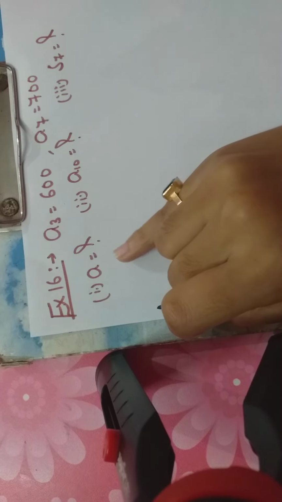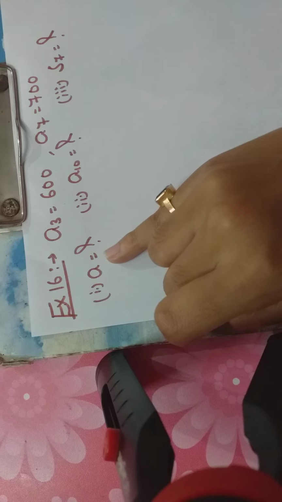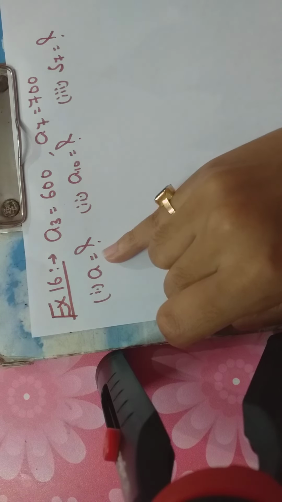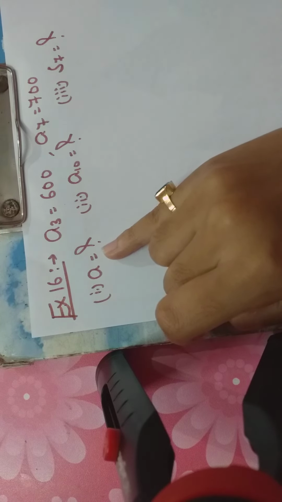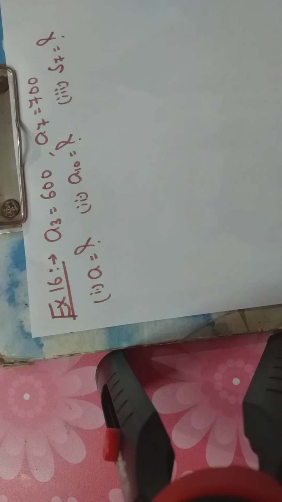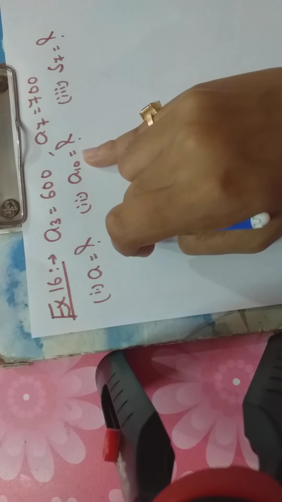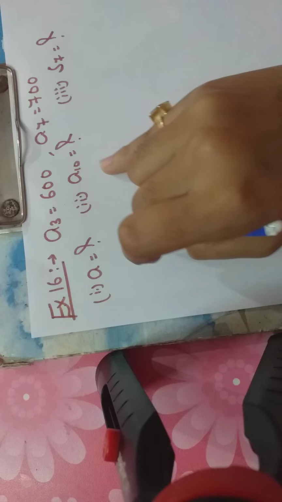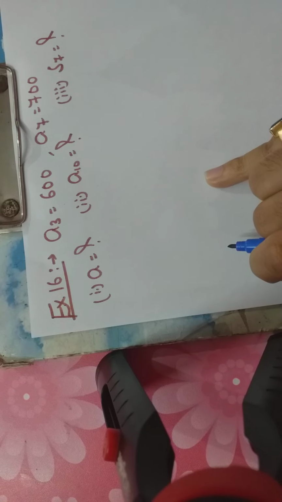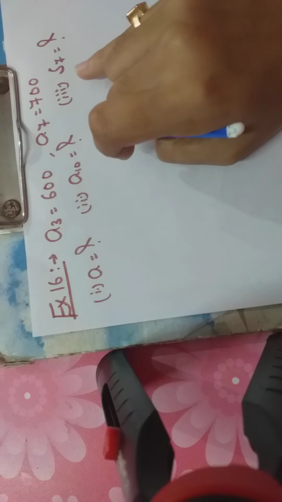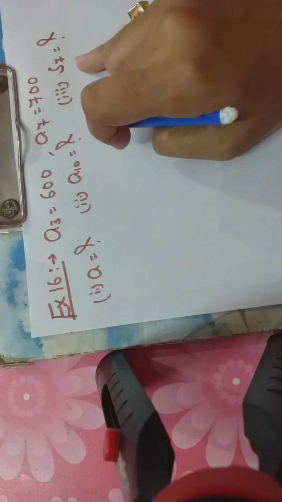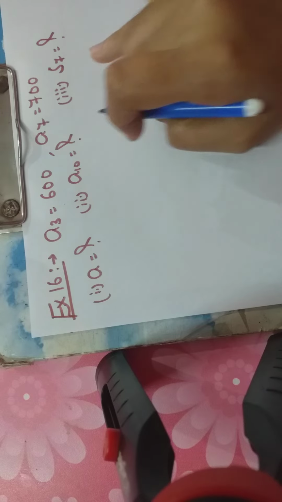So the first part of the question is asking us to find the first term, the production in the first year. Then we have to find the production in the 10th year, that is A10. In the third part, it is asking us to find the total production in the first 7 years. That means we have to find the sum of all those 7 years, that is S7.